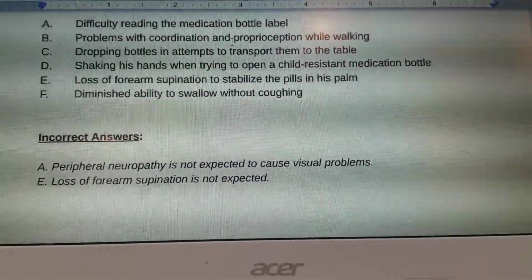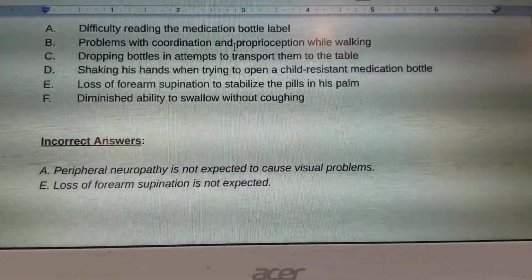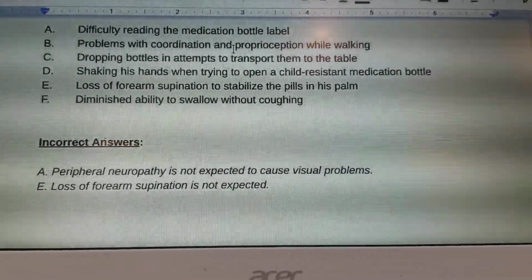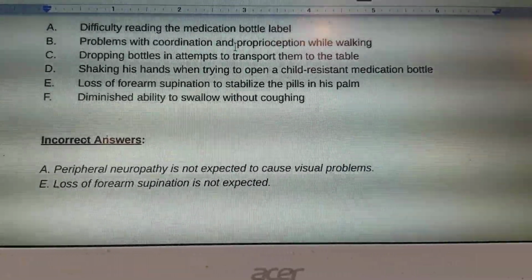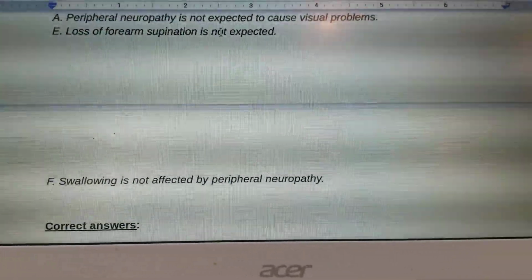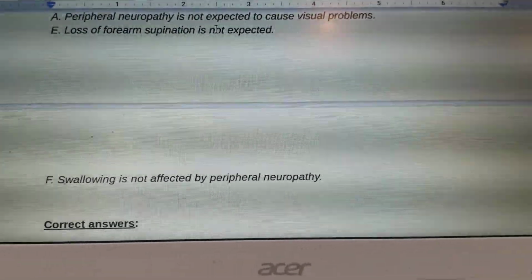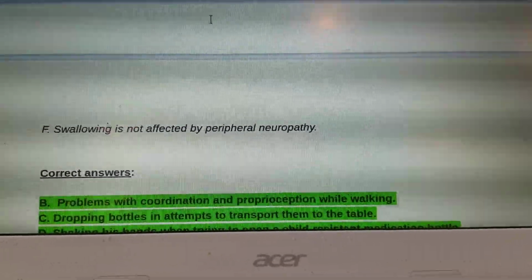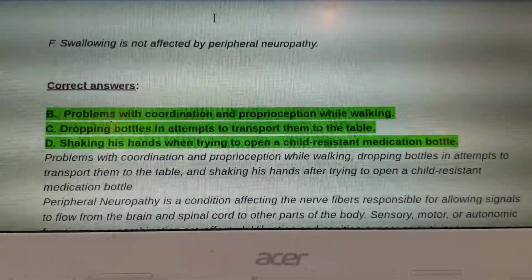A is incorrect because peripheral neuropathy is not expected to cause visual problems, so we're going to cross that out. E is incorrect as well because loss of forearm supination is not expected. F is incorrect because swallowing is not affected by peripheral neuropathy. So now we know the correct answers are B, C, and D.